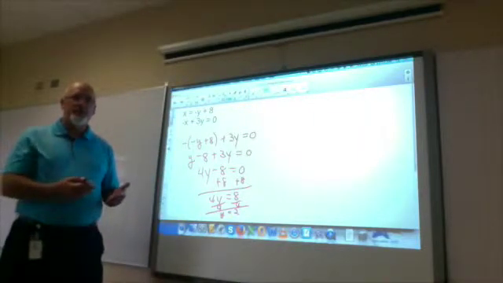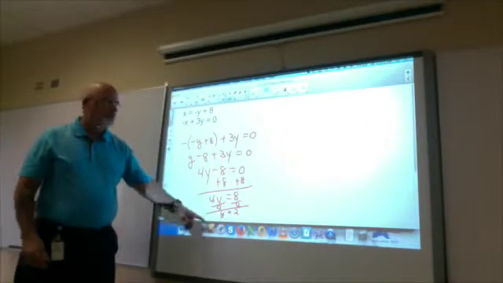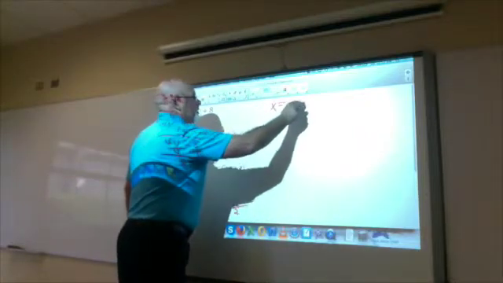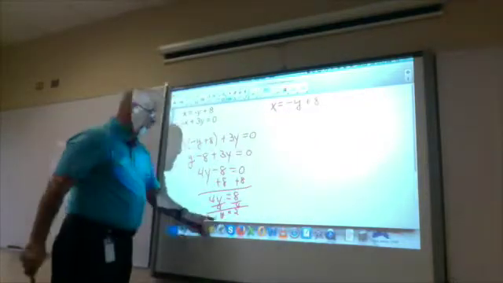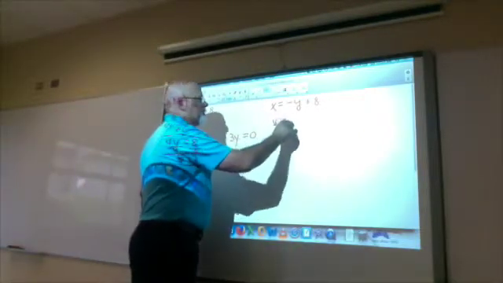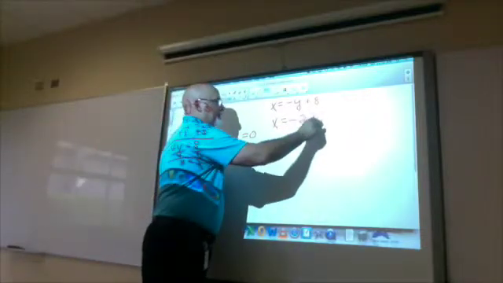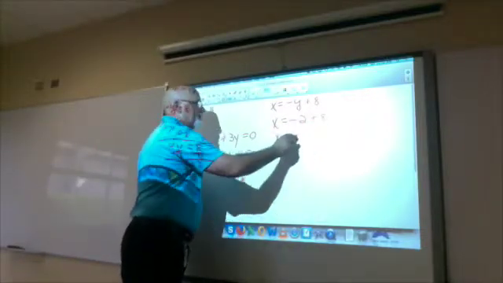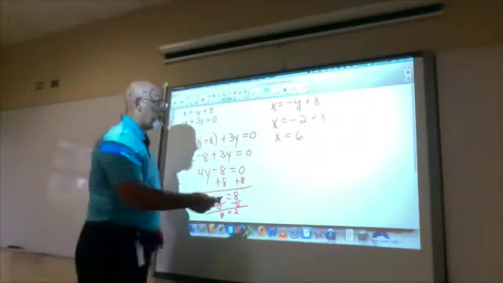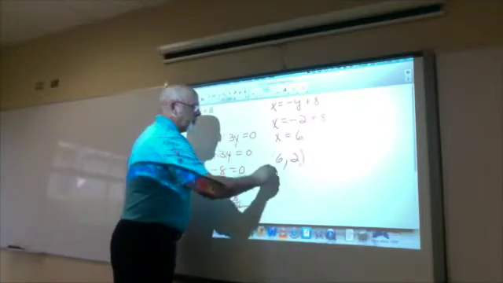We can go back to one of the equations and plug in the 2. So we go to x equals negative y plus 8. We know that y is 2. So x equals negative 2 plus 8. x equals 6. So the ordered pair that is the solution to our system of equations is 6, 2.